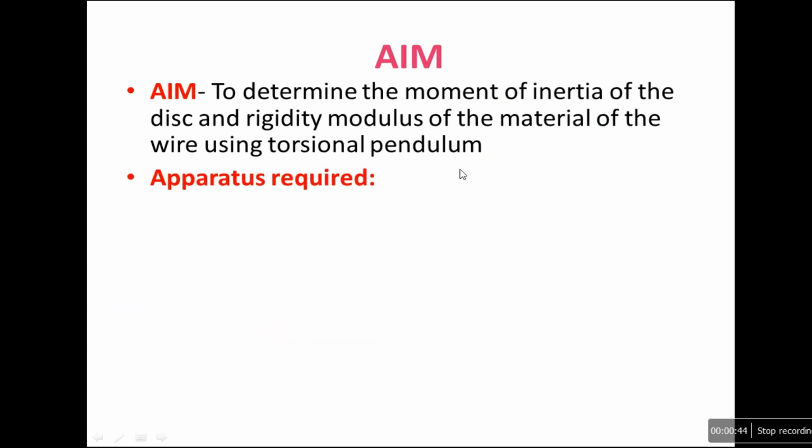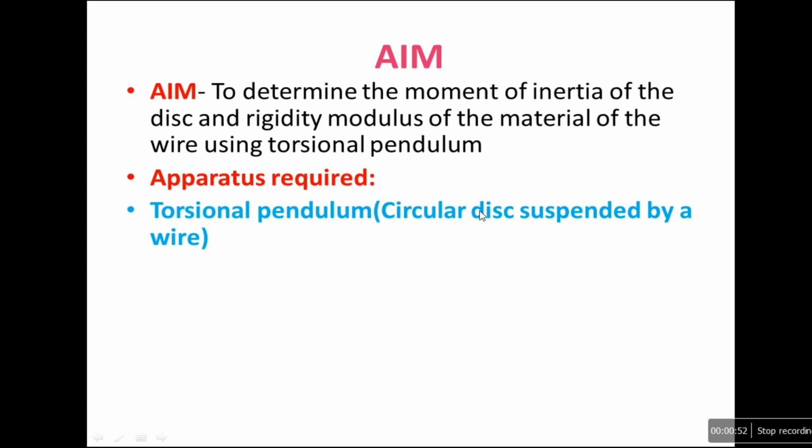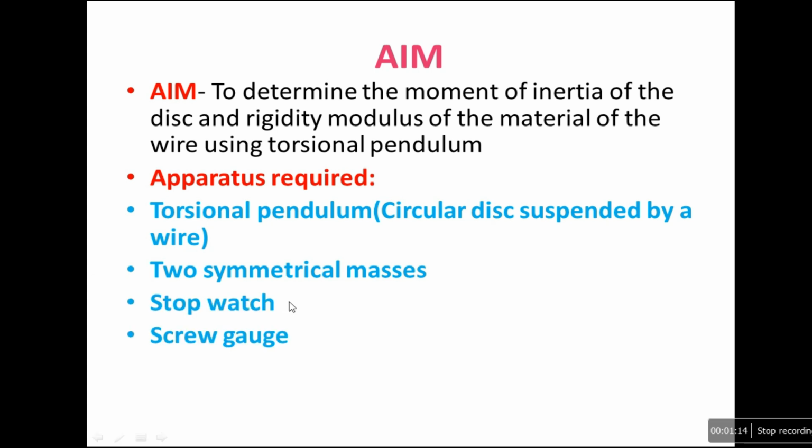Again, for this experiment we need certain requirements, some equipment. These are all the apparatus required to do the experiment. First one, torsion pendulum. It consists of one circular disc, with weight nearly equal to 1 kg. The disc is suspended by a thin wire. With that wire only we can calculate the rigidity modulus. And then two symmetrical masses we need. Symmetrical means equal. Two equal masses we need. And one stopwatch to know the time period. A screw gauge to measure the radius of the wire, and a 1 meter scale to measure the length of the wire.